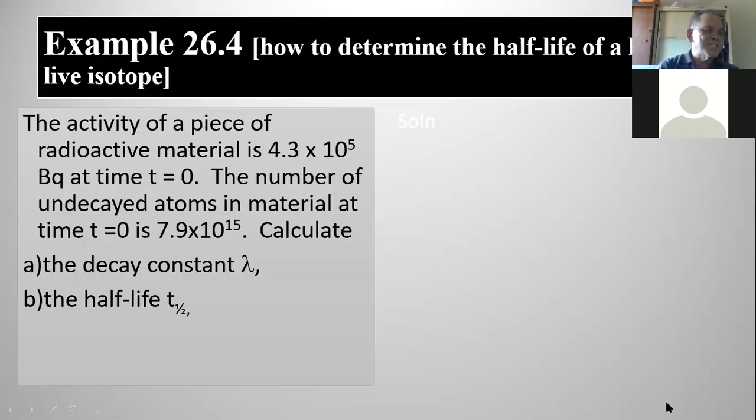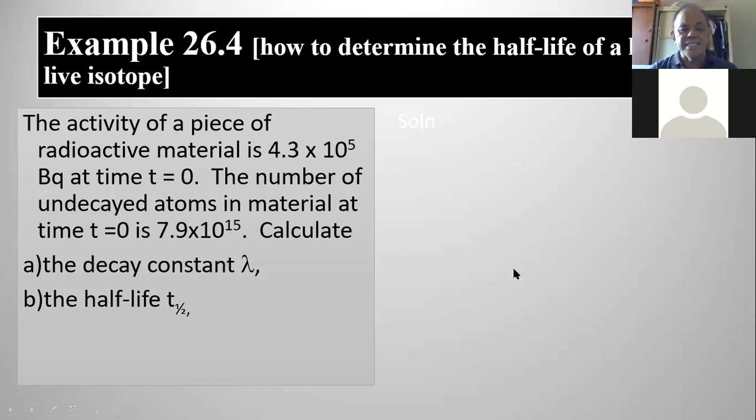Right, let's do some calculation so that we are familiar with how to calculate. The activity of a piece of radioactive material is 4.3 times 10 to the power 5. The number of undecayed atoms in the material at time t equals 0 is what we want. So given the information, initially that is the activity, sorry, that's the activity, that's the number present initially.